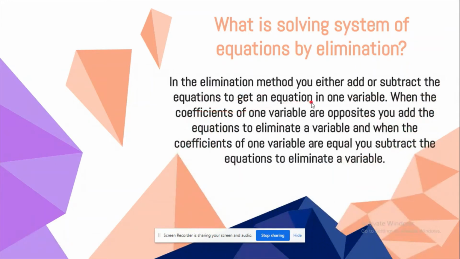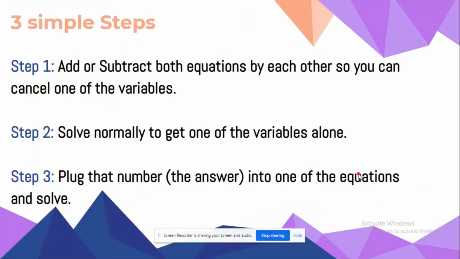In the elimination method, you either add or subtract the equations to get an equation in one variable. When the coefficients of one variable are opposite, you add the equations to eliminate a variable, and when the coefficients of one variable are equal, you subtract the equations to eliminate a variable.